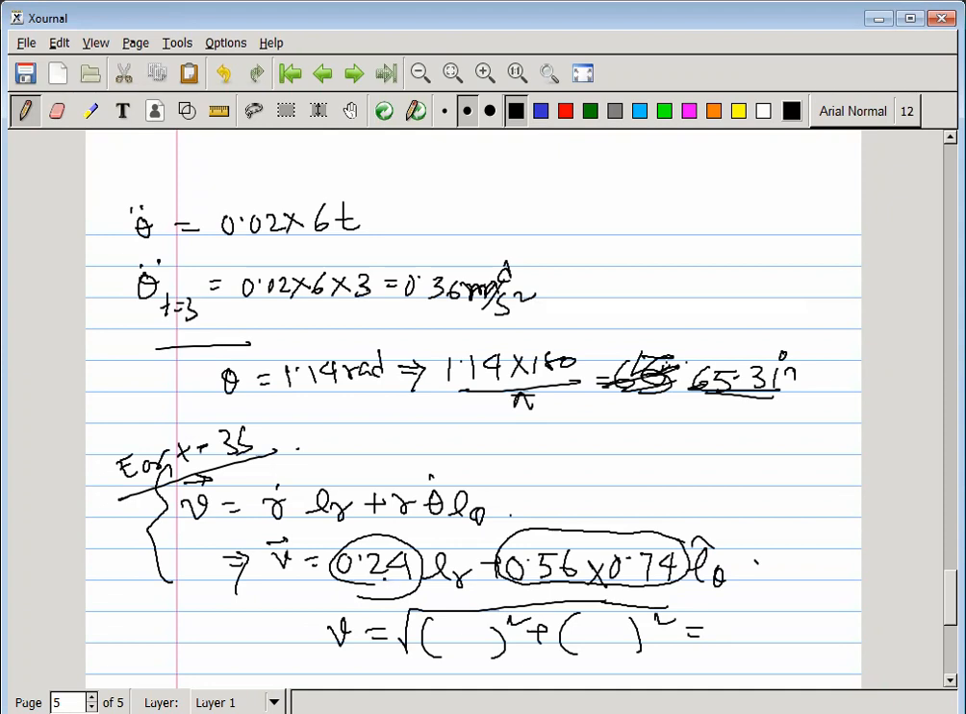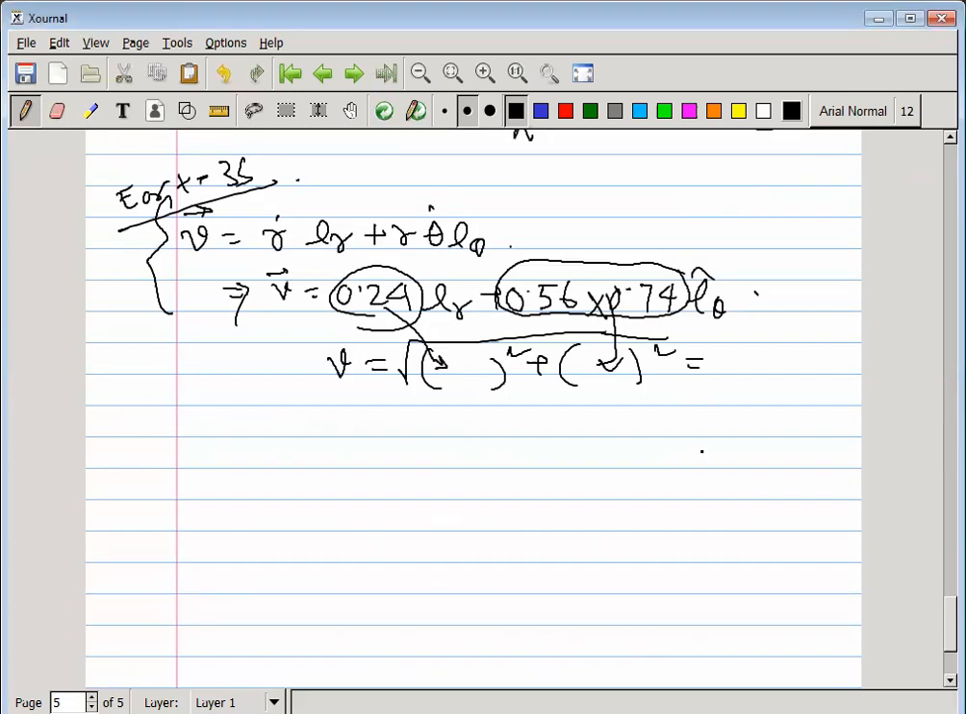So do this calculation yourself. Put this value and this value, 0.56 into 0.74. How much will it come? 0.47. 0.47. That is the velocity. Now, acceleration.